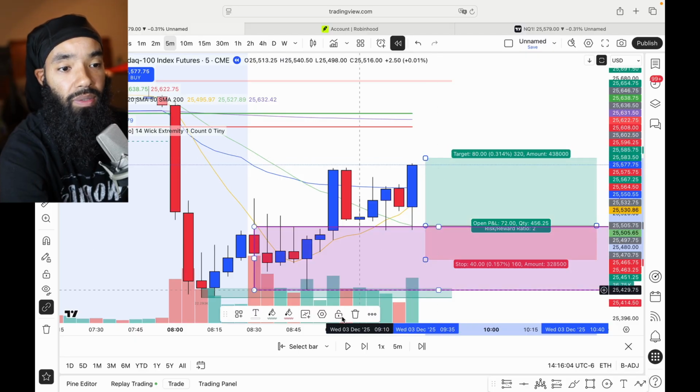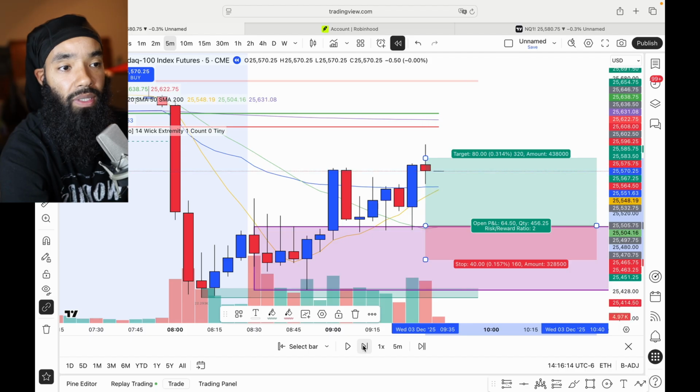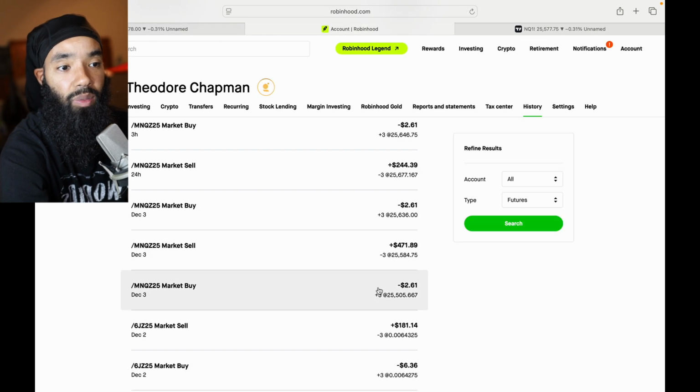I think this is where it was. I really don't remember, but anyway. I think this is where it tapped, and then I ended up getting out. But let me just make sure. I think that is where it went. It kept going up. Anyway, I got out of this trade, and on this trade I ended up winning. That was MQ. That was the first trade on December 3rd. I won $471. And then I ended up taking another trade on MQ later on that day and won $244.